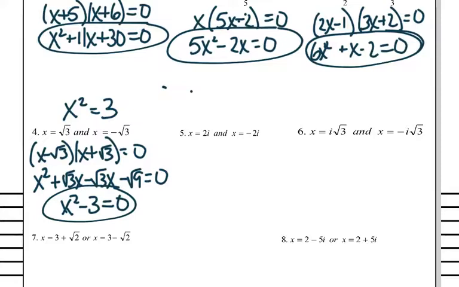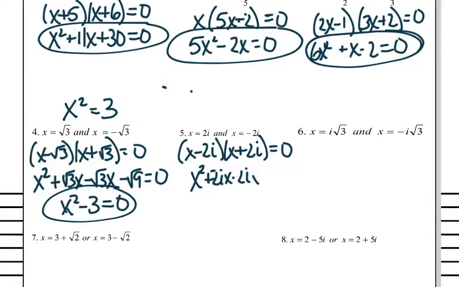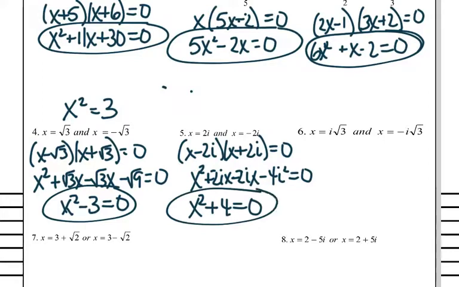Yes, it is. X equals 2i, x equals negative 2i, x minus 2i, x plus 2i equals 0. So x squared, and then the 2i x and the negative 2i x are going to cancel out, and I have negative 4i squared. But isn't negative 4i squared the same thing as positive 4? Yes, it is. And you could also say this is the same thing as x squared equals negative 4.